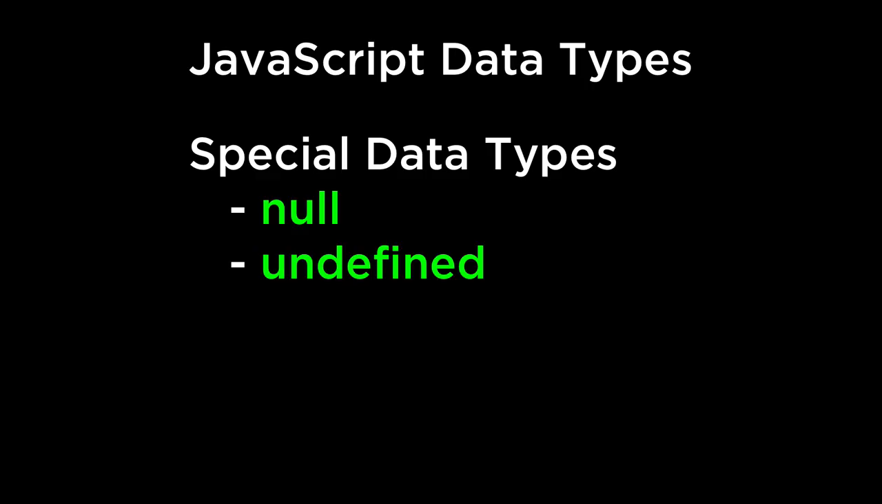Special data types. These two data types reflect a lack of something. The null type reflects a lack of value, while the undefined reflects a lack of type and value. This is another deep subject area that we will leave for another time.